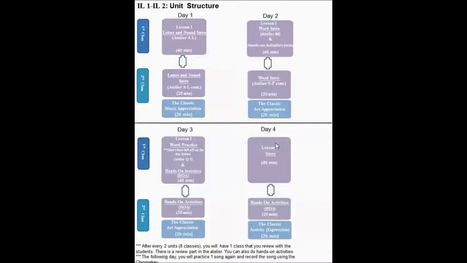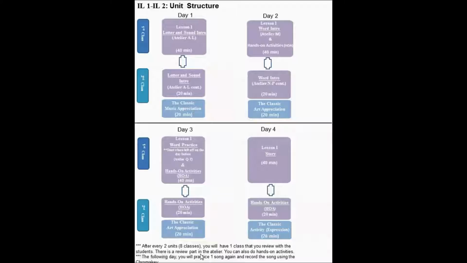Now, the only variation from the cycle of 4 classes is after every 2 units, which basically is 8 classes, you're going to have one class that you review with the students. So just like CBED, there's a review part in the Atelier. After that, you can do the hands-on activities with them. Then the next day, following this review class, you're going to practice a song and then record it with the kids using the chroma key, just like we do in CBED 1.